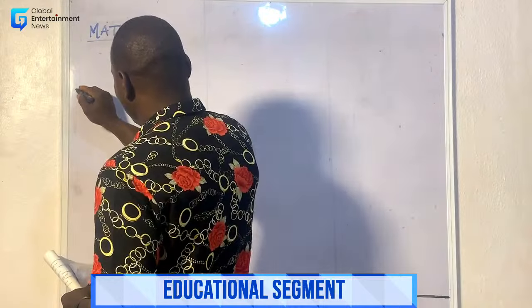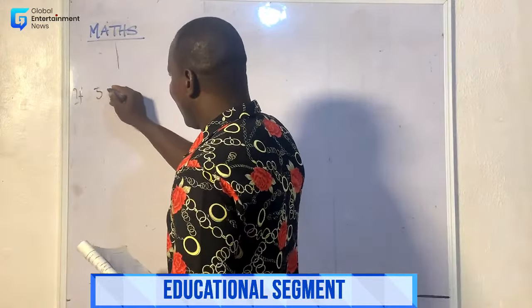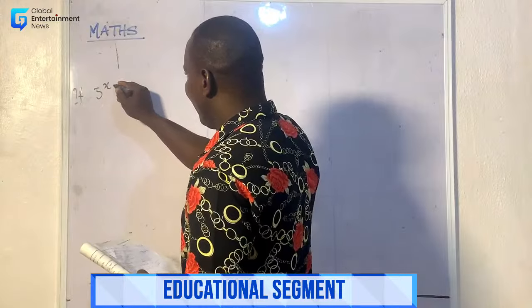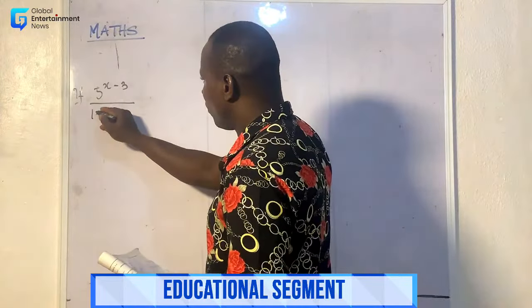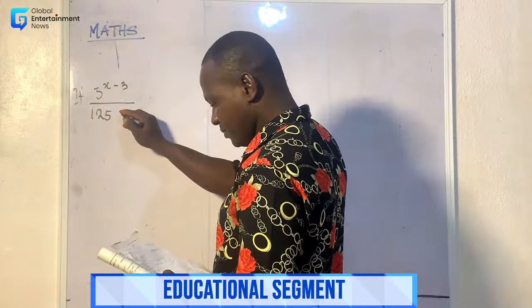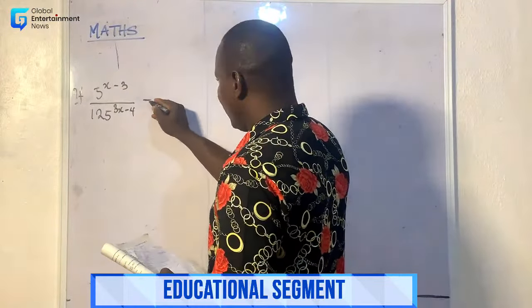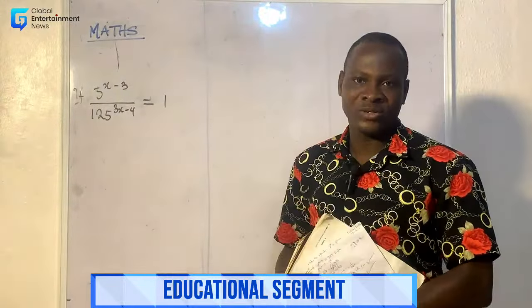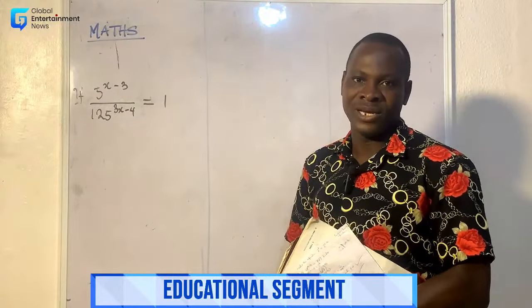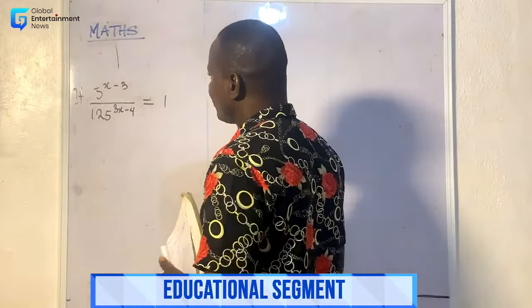The first one says, if we have 5 raised to power x minus 3 over 125 index 3x minus 4 is equal to 1. That is the first question. Now let's solve it together so that we know how many people get this.